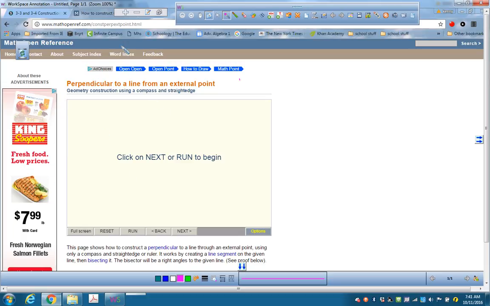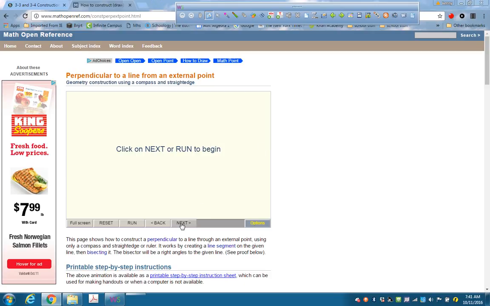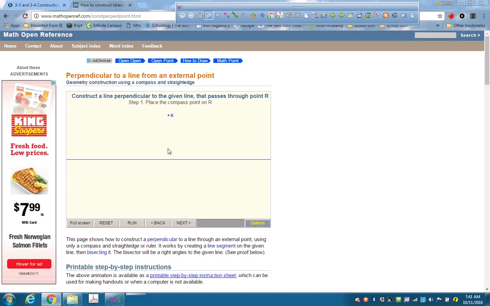Anyway, we're on this page, and rather than me do it with the compass, you could just pull that up and look at it. Okay. First thing, this is what you have: a line, not necessarily a horizontal line. It could be going at any angle, and a point. And you want to construct a perpendicular from this point to this line.